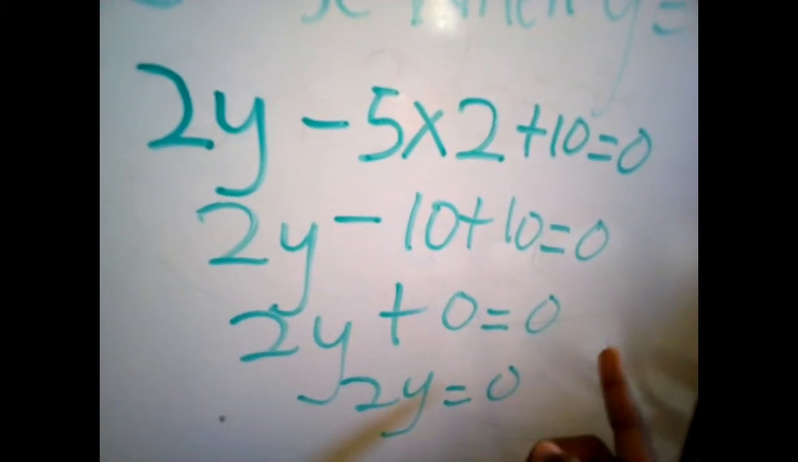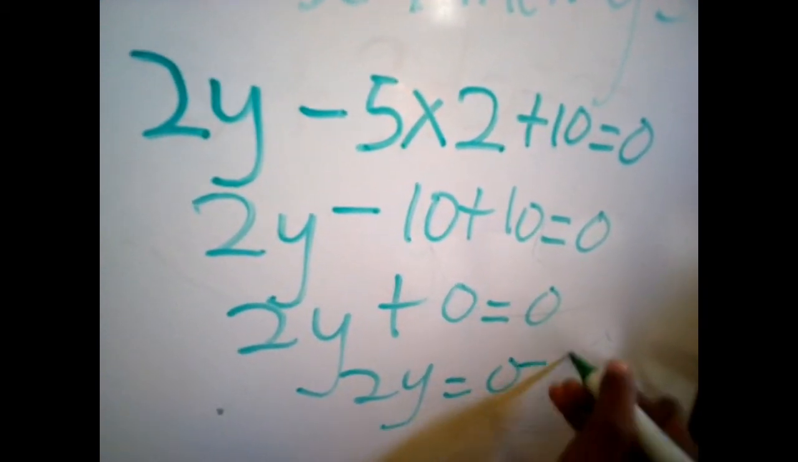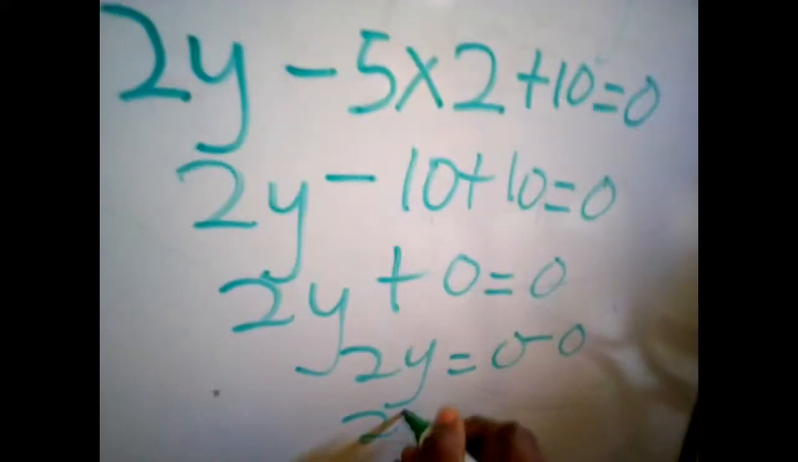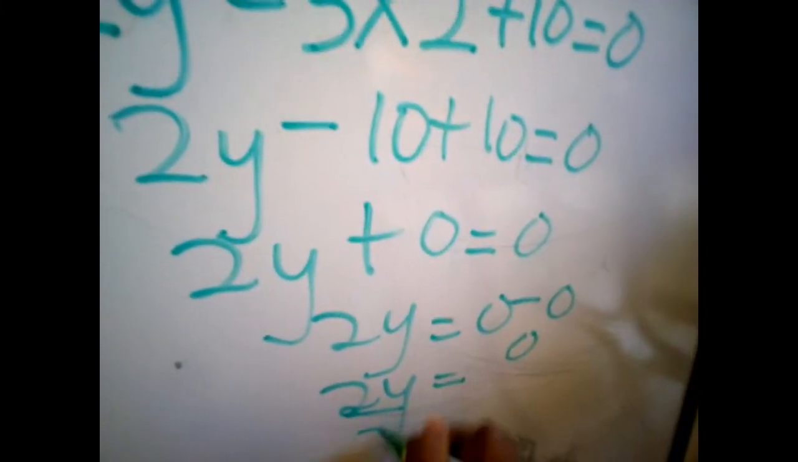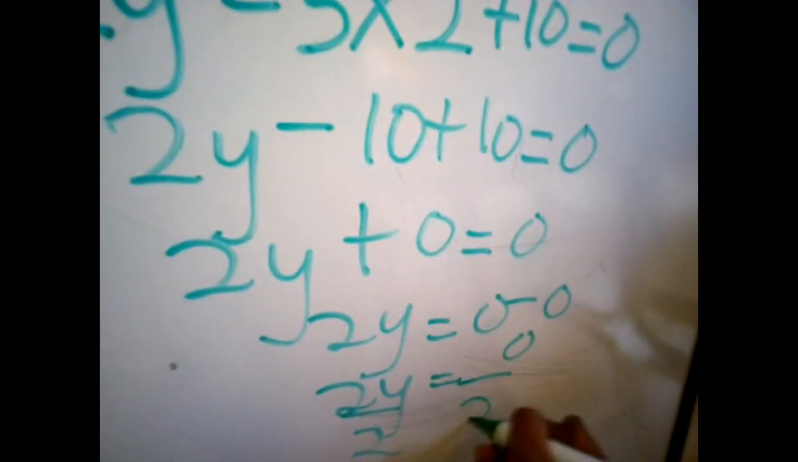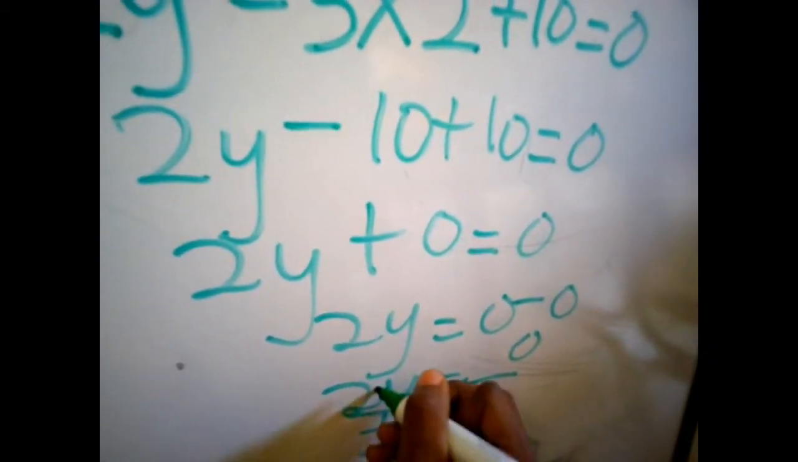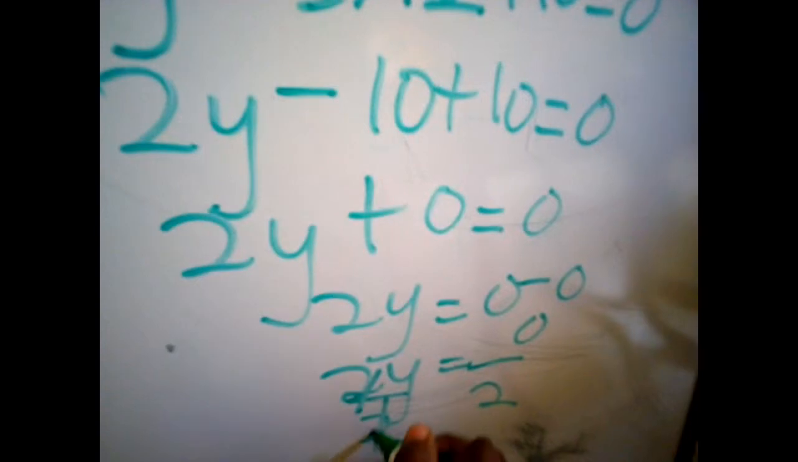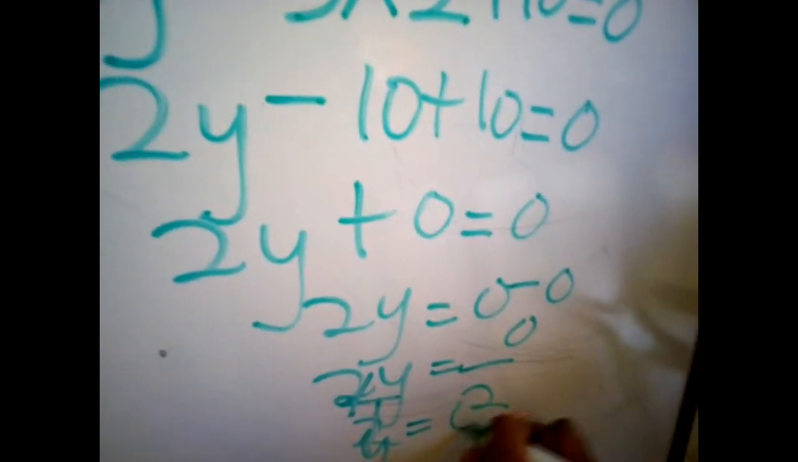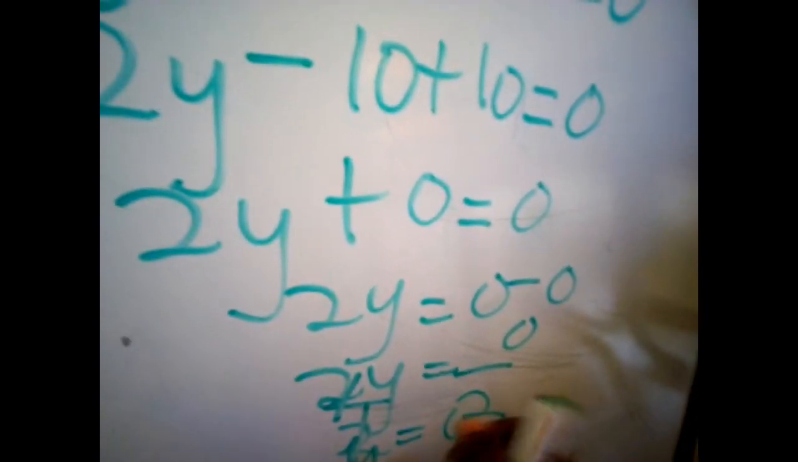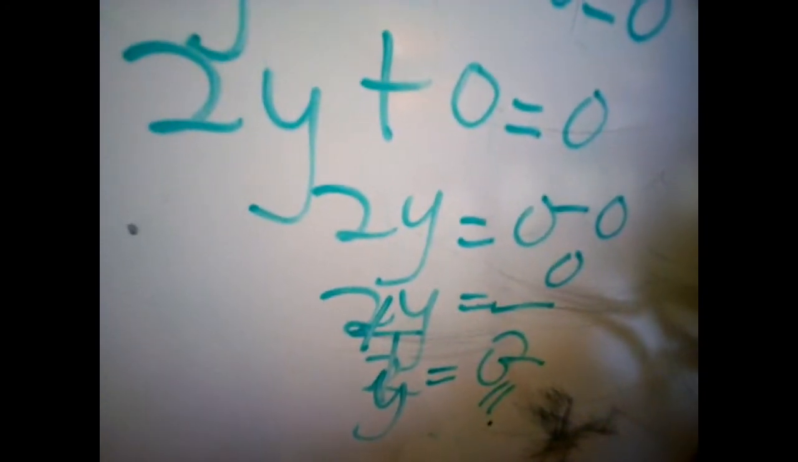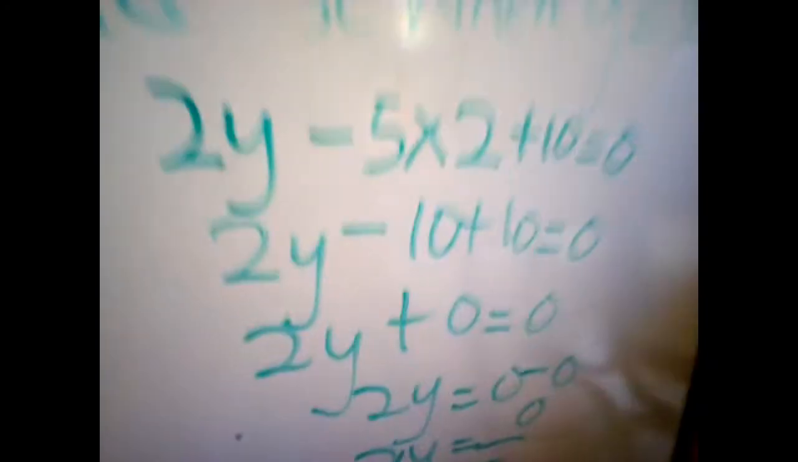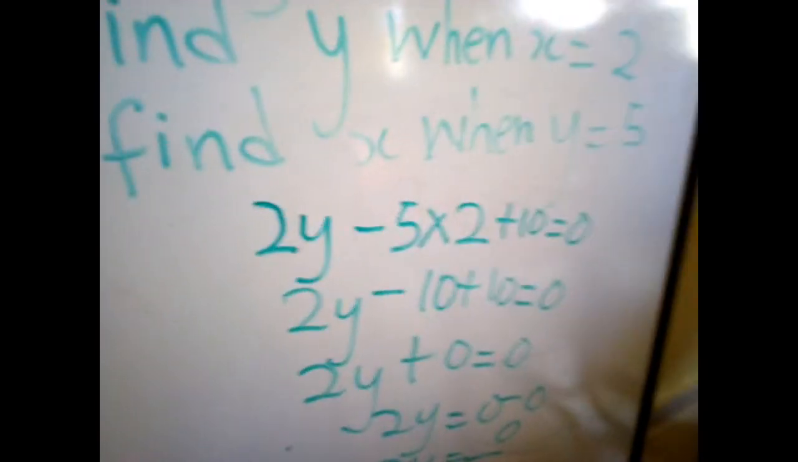Positive 0 will cross the equal sign to be negative 0. So 2y is equal to 0. So divide both sides by 2. When 0 is divided by any number, the outcome is 0. 0 divided by 2, 2 goes into 0, 0. So your answer is 0. So that's how we solve it when they give you a question like this.